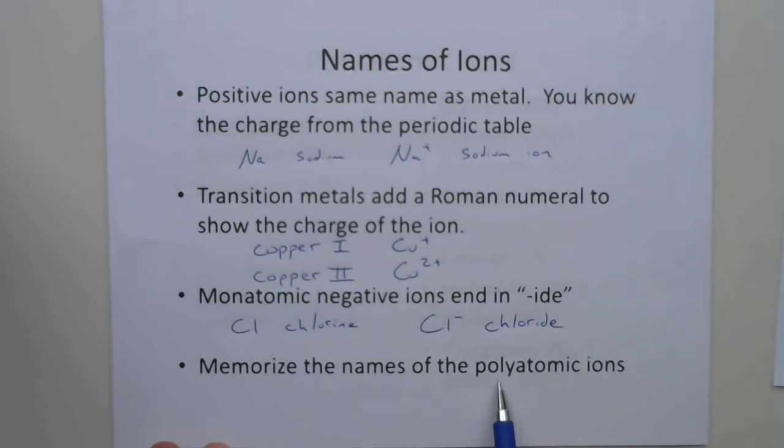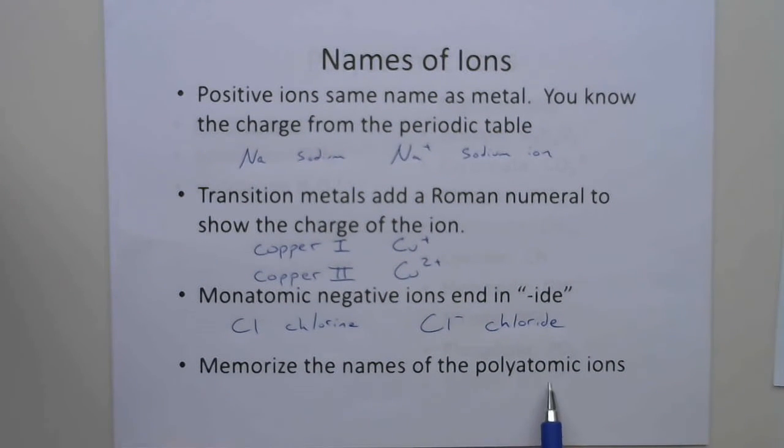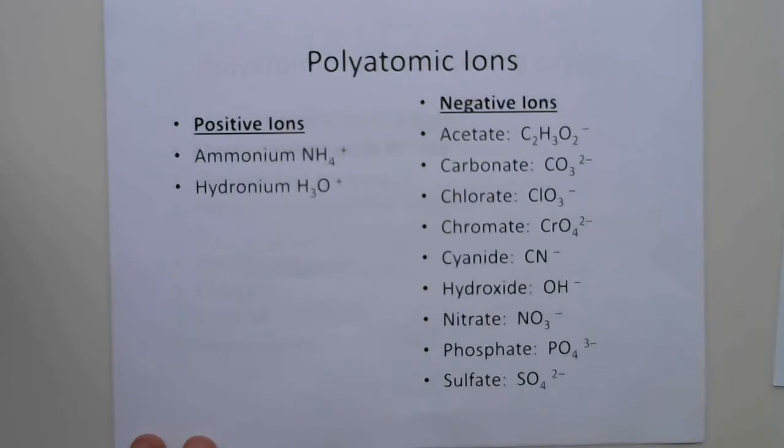All right. There's also polyatomic ions. Polyatomic ions have more than one atom within the ion, and then as a group, it's gained or lost electrons. These you need to memorize the names. So here is a list of some of the more common polyatomic ions. This is definitely not all of them, but these are some of the more common ones.